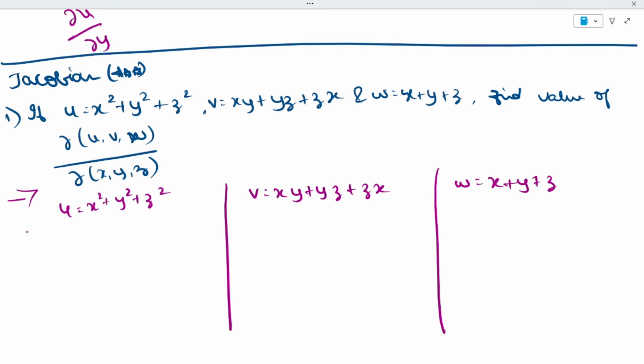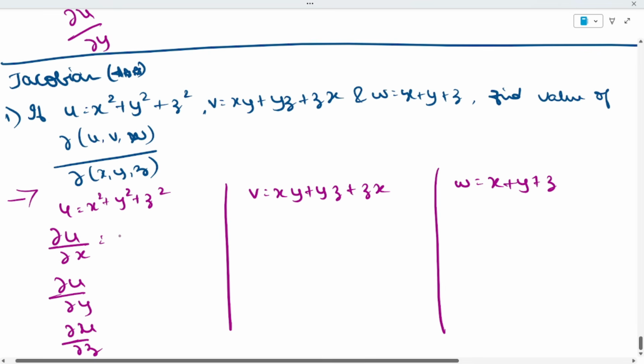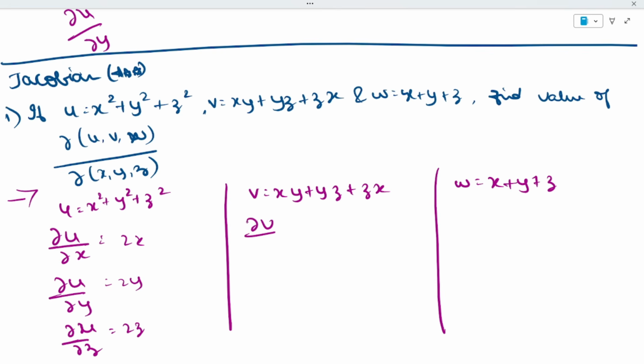Now the same way you should do the partial derivative with respect to x, with respect to y and with respect to z. That will be 2x, 2y, here it will be 2z. Here also do del v divided by del x, del v divided by del y and del v divided by del z, okay.